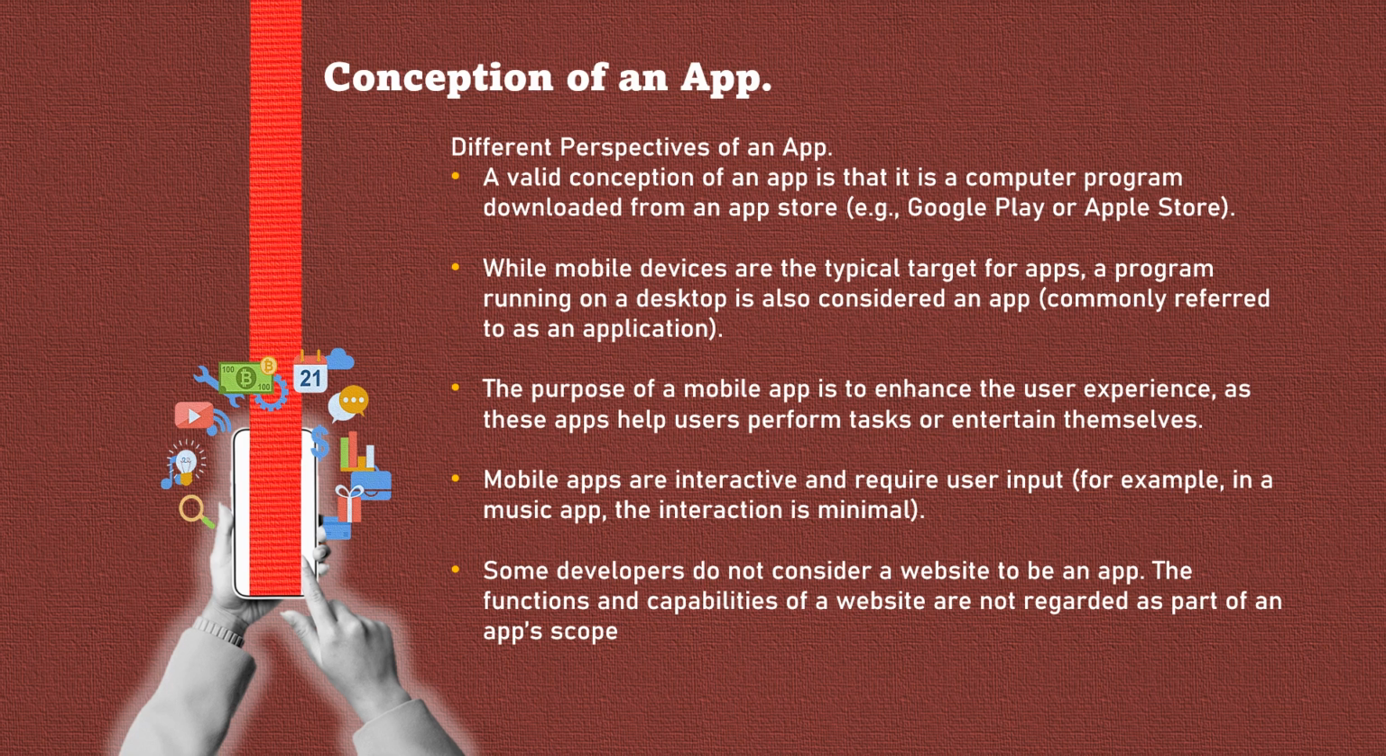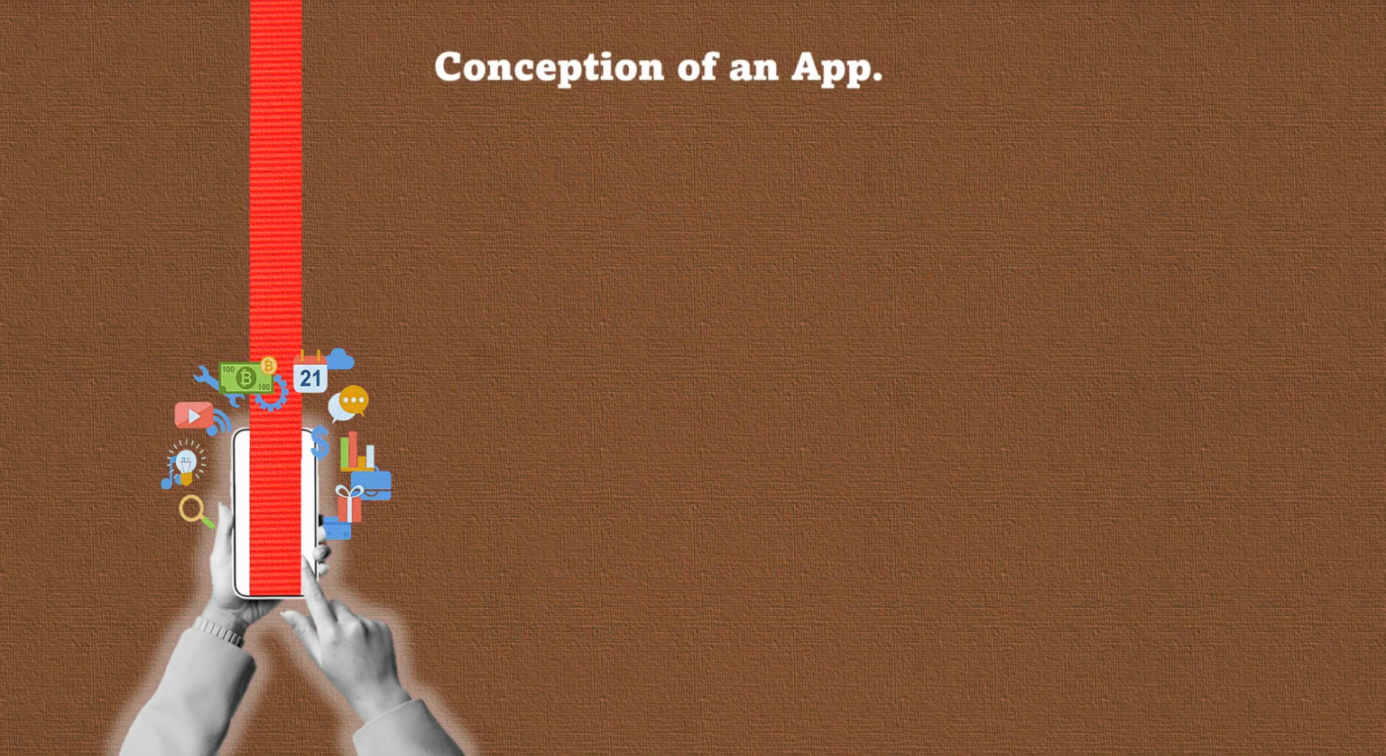Conception of an app. A valid conception of an app is that it's a computer program downloaded from an app store. While mobile devices are the typical target for apps, a program running on a desktop is also considered an app. The purpose of a mobile app is to enhance the user experience, as these apps help users perform tasks. Mobile apps are interactive and require user input. Some developers do not consider a website to be an app.